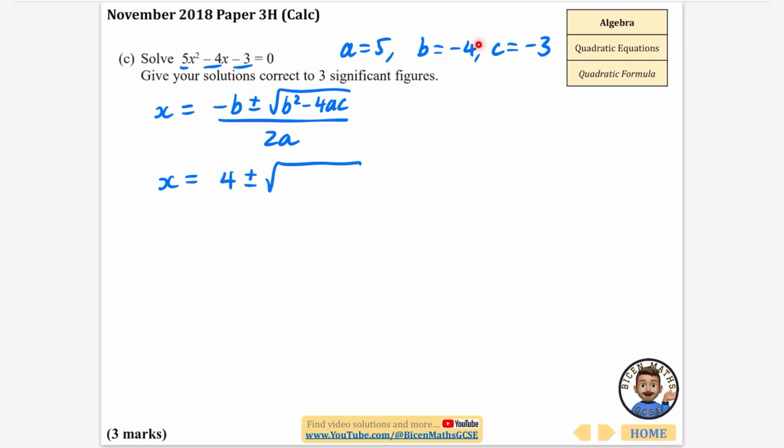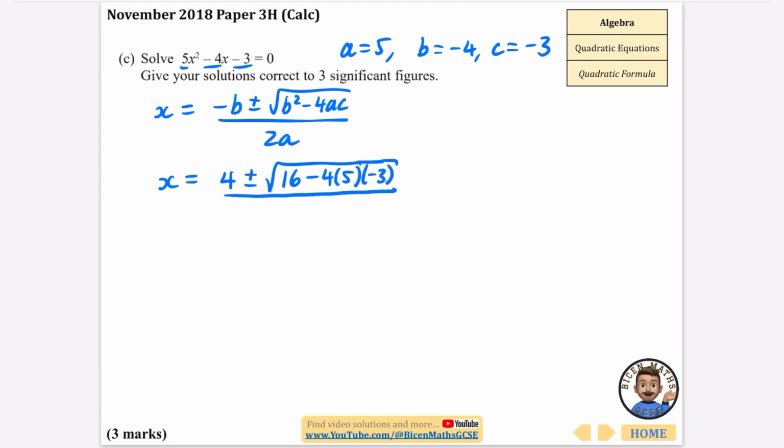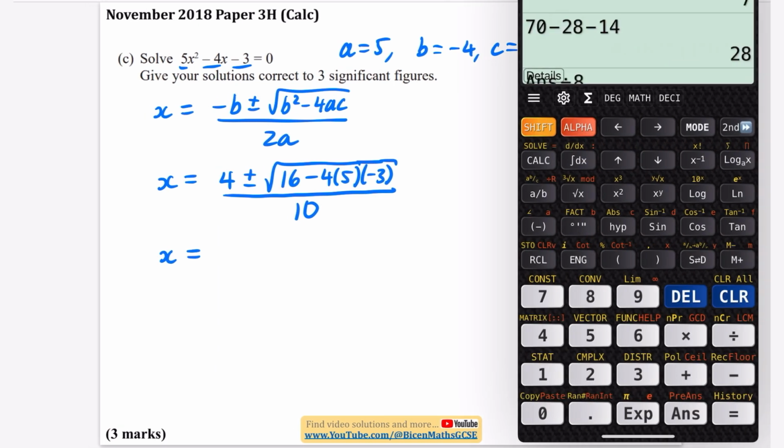I don't like typing this all into the calculator all at once. I like to do it a little bit at a time. So negative 4 squared, when you do negative 4 times negative 4, you get positive 16. And then you've got minus 4 times a, which is 5, times c, which is minus 3. And that is all going to be divided by 2a, which is 10. So I'm going to put this into the calculator, first of all with the plus sign, and then I'll do it with the negative sign.